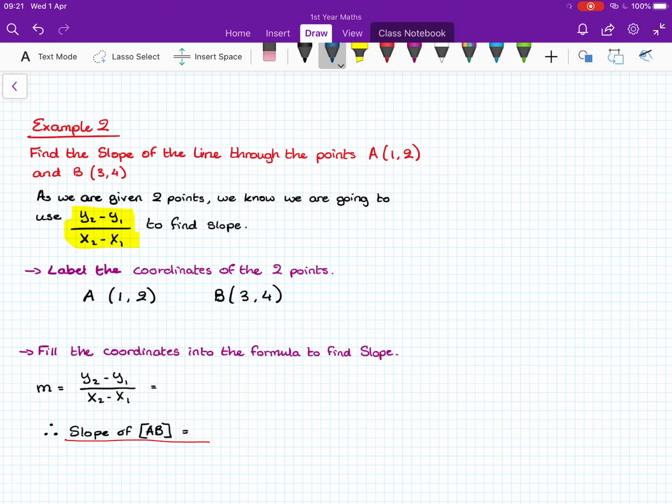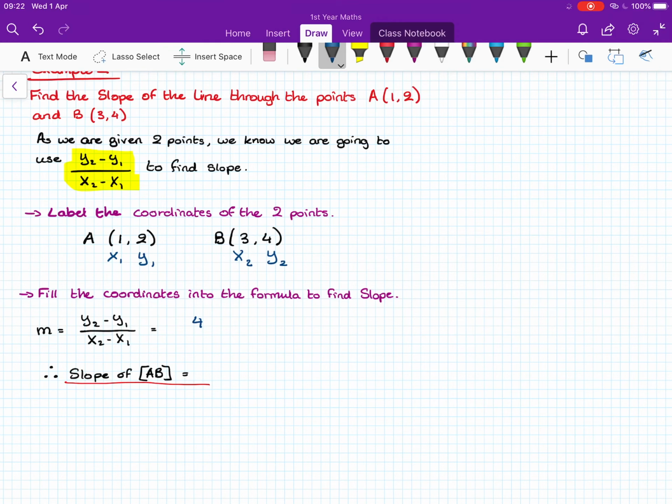So from there, I'm going to fill that in. I'm going to have my y2, which is 4, minus my y1, which is 2, all over x2, which is 3, minus x1, which is 1. So I'm going to end up with 2 over 2. A number over itself is always going to give us 1. So therefore, our slope of AB, in this case, for that particular line, is going to be 1.